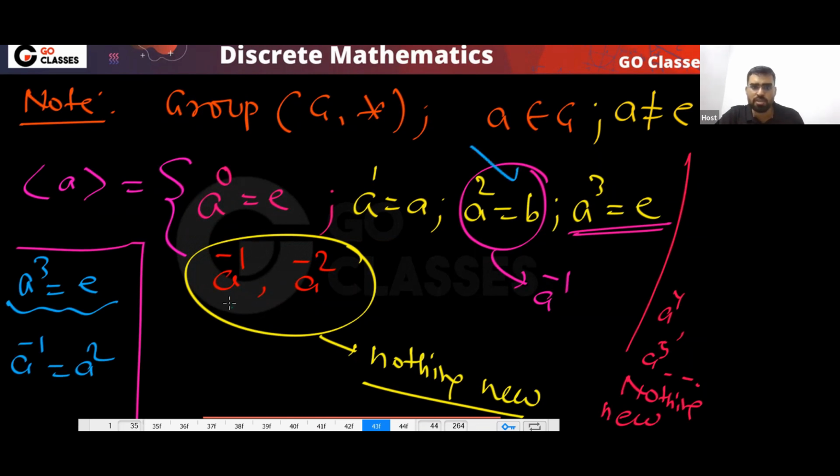So what is A power minus 2? A inverse is already A square. Tell me what is A power minus 2? That is A inverse power 2. Remember, A inverse is A square, so that will be A power 4. And you know A power 4 is simply A, because A power 4 is the same as A.